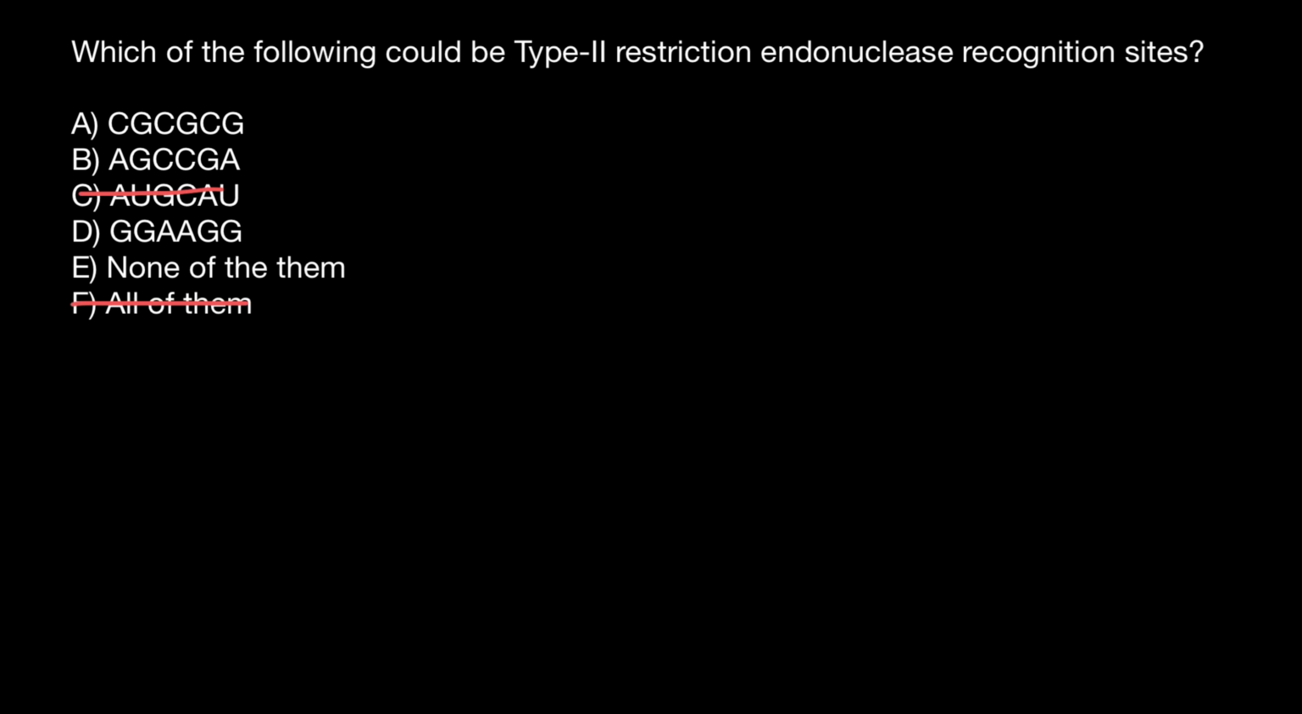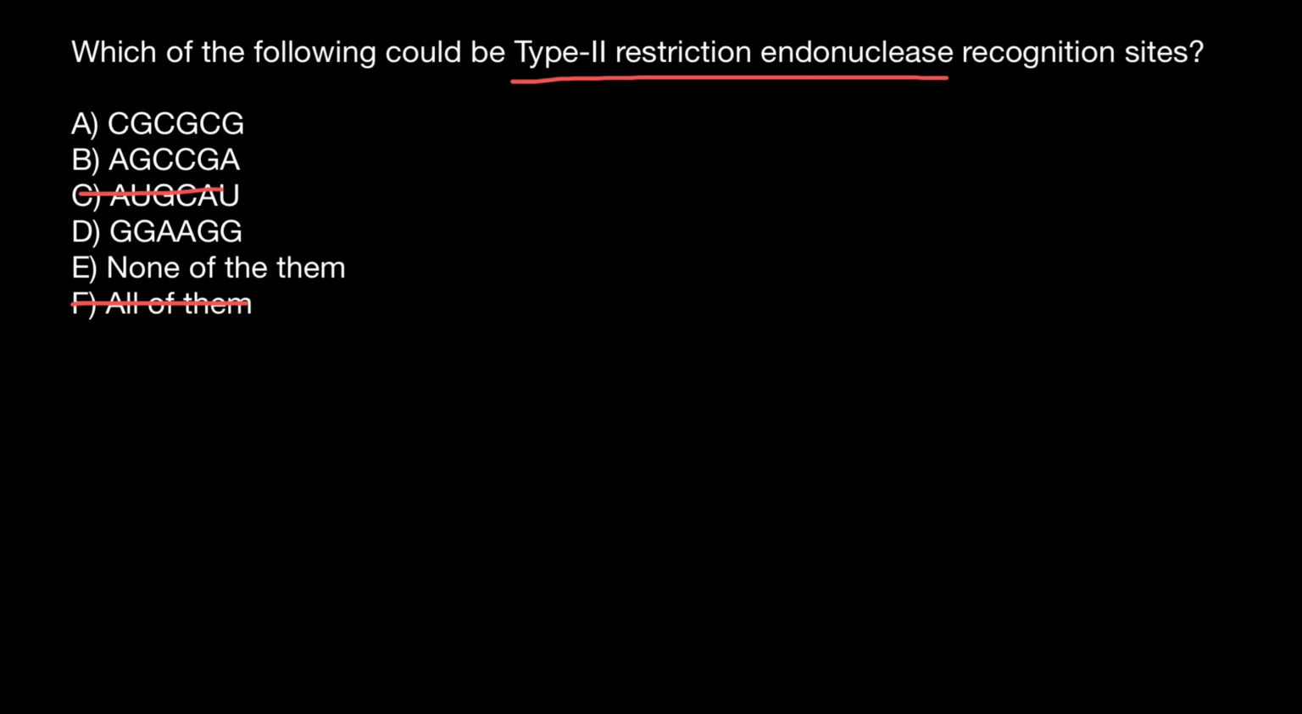What you need to know in order to solve this problem is that a type 2 restriction endonuclease searches for a palindromic sequence of the double-stranded DNA and cuts it either inside that palindromic sequence or outside that palindromic sequence.